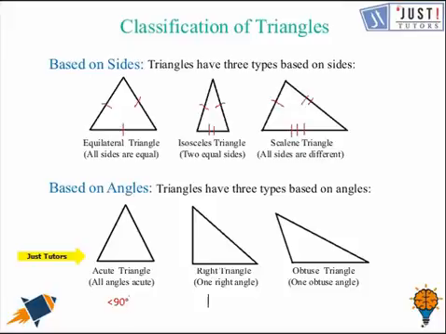Then we have a right triangle because here we have one right angle. So because here one angle equals 90 degrees, we call it a right angle triangle sometimes. The third one is obtuse triangle. The obtuse triangle is because it's having one angle more than 90 degrees, so we call it obtuse angled triangle sometimes, or simply as obtuse triangle.